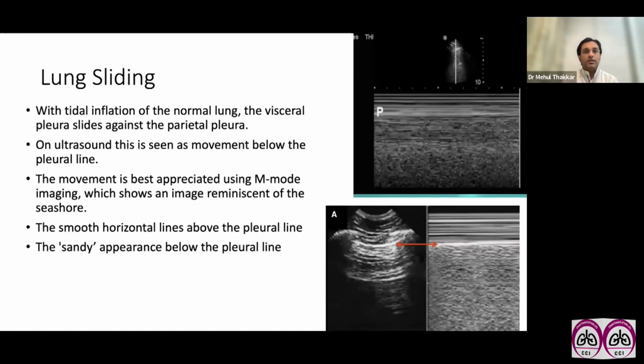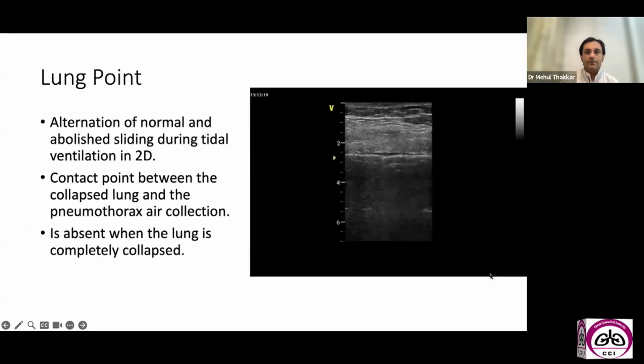Then the important thing is the lung sliding sign. The lung sliding sign is, with tidal inflation in the normal lung, the visceral pleura slides against the parietal pleura. On ultrasound, movement is below the pleural line, and the movement is best appreciated on the M mode that we do. That's more like, as I told you, the video mode, and it looks more like a seashore: the smooth horizontal lines above the pleural line and the sandy appearance below the pleural line.